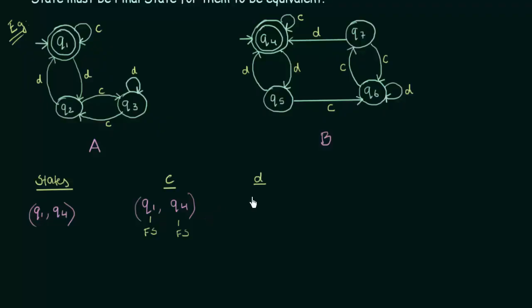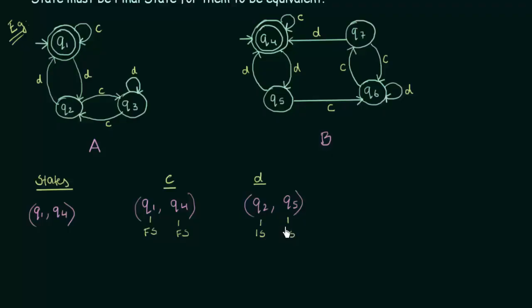Okay, now let's do it for input D. Q1 on input D goes to Q2, and Q4 on input D goes to Q5. Let's check if they are final states or intermediate states. Q2 is a non-final state, or intermediate state. Let me write IS to denote intermediate state. And Q5 is also an intermediate state. So we see that in this pair both are final states, and in this pair both are intermediate states. So this was the condition that we wanted.